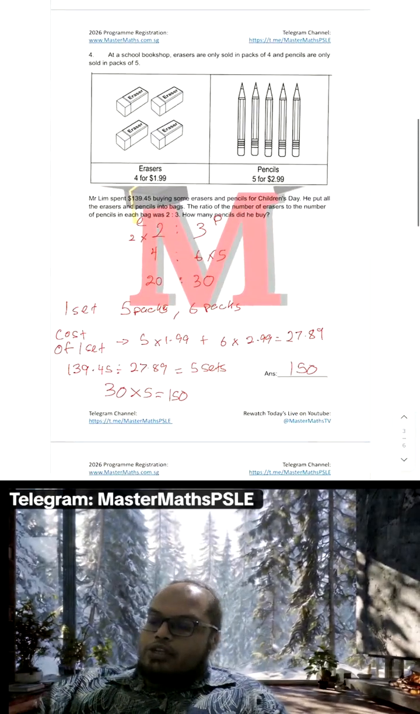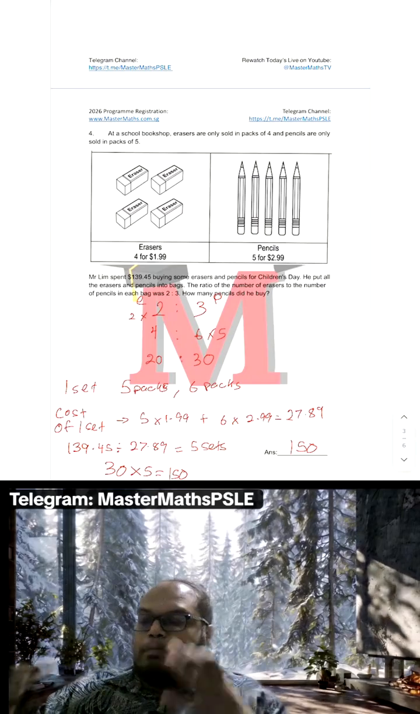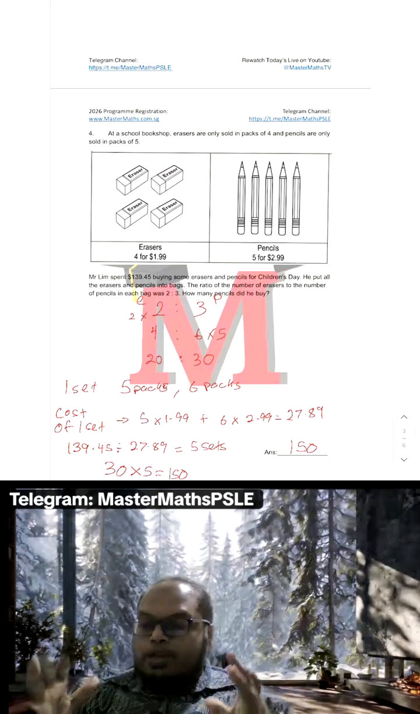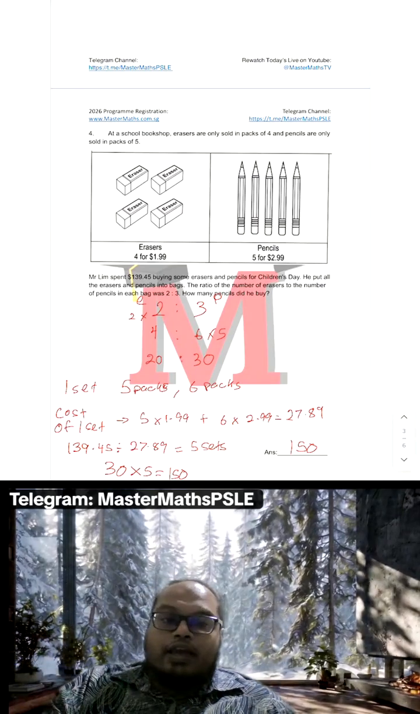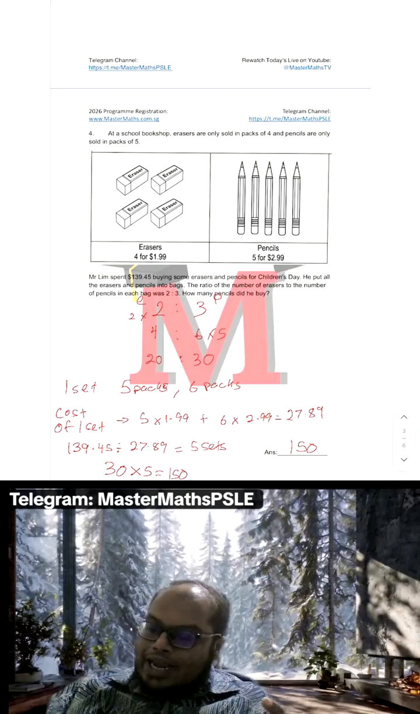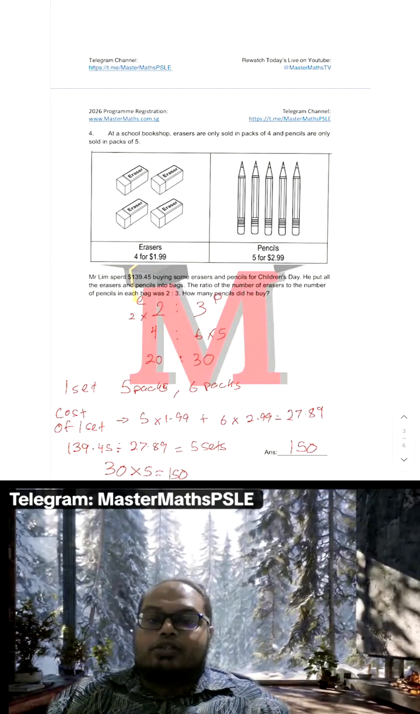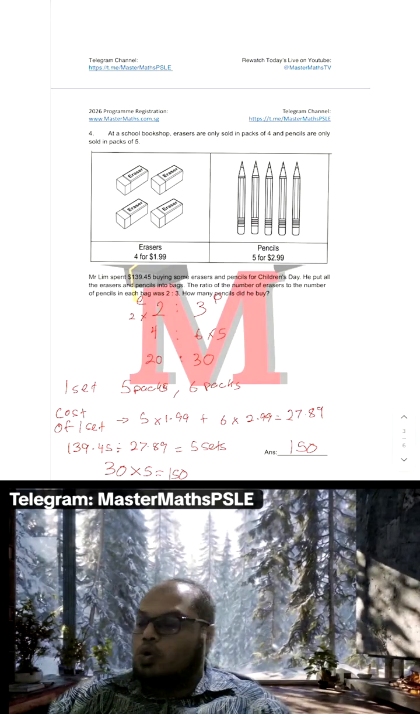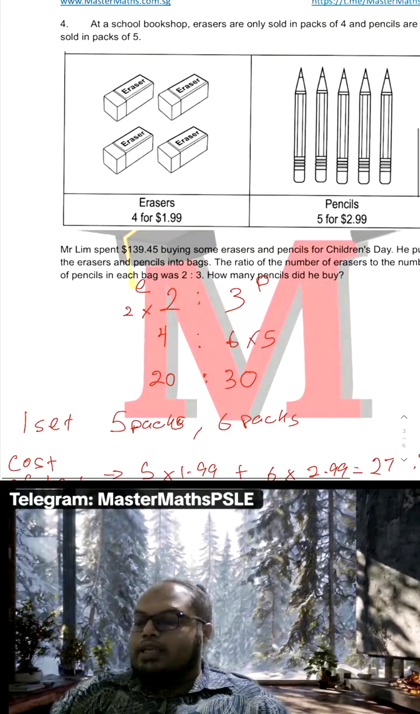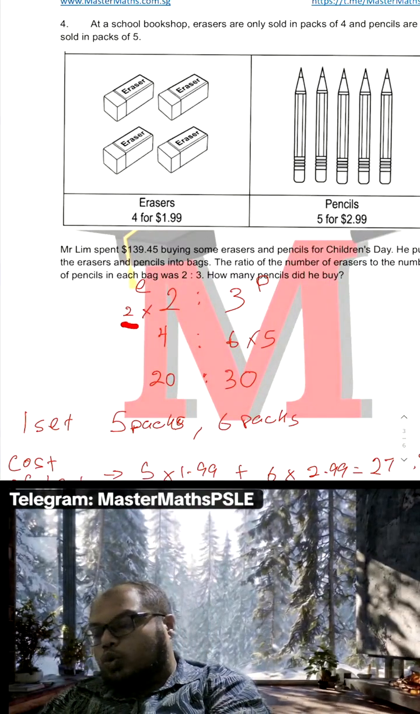Okay, now this one, like I said just now, the main thing here is about the erasers being sold in packs of 4 and the pencils being sold in packs of 5. You cannot split it up. If you go and take 199 divided by 4, 299 divided by 5, that's where you may go wrong. So what I did was, I start off with 2:3.